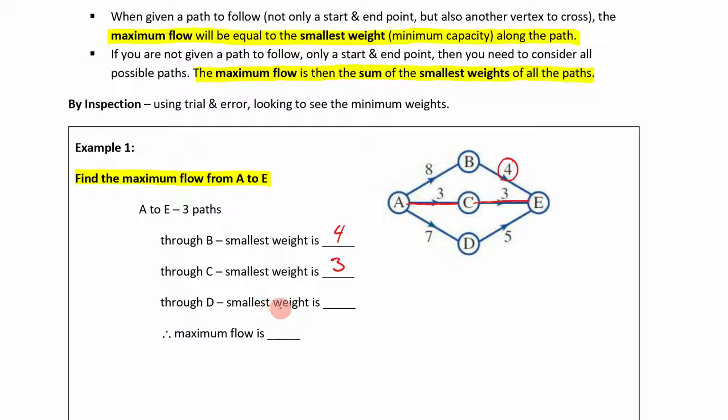Then for through D, so that is A to D to E, what this is saying is that for this part of the bridge, 7 people can cross, but from D to E, only 5 people can cross. So that means if I was to go A to D to E, only 5 people can go through this way. So that will be 5. The maximum flow is just going to be the sum of all of these numbers. 4 plus 3 plus 5 is going to be 12. So the maximum flow for this graph right here is going to be 12.